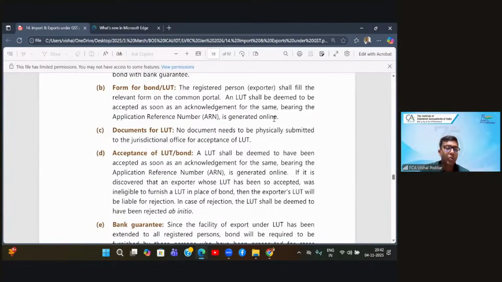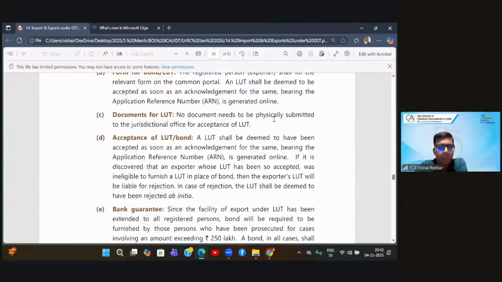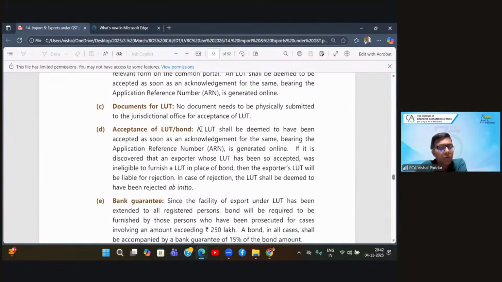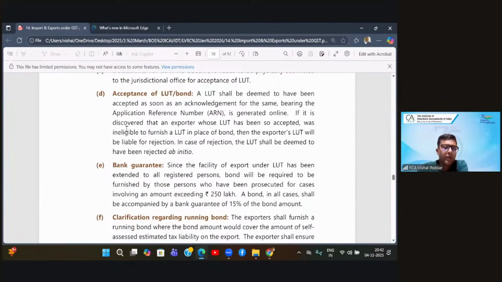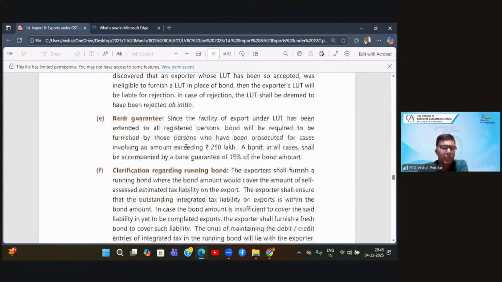You simply go to the portal and you fill in the details and upload. That itself will be generation of LUT. No documents are needed to be physically submitted to the jurisdiction officer when you are generating LUT. LUT shall be deemed to have been accepted as soon as an acknowledgement for the same bearing the ARN is generated online. If it is discovered that the exporter whose LUT has been so accepted was ineligible to furnish LUT, then the exporter's LUT will be liable for rejection.